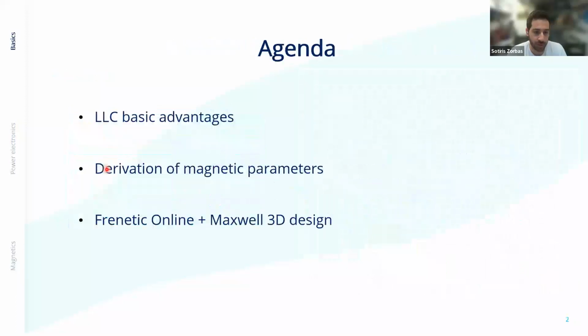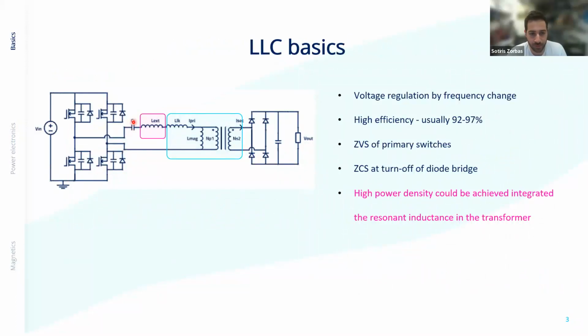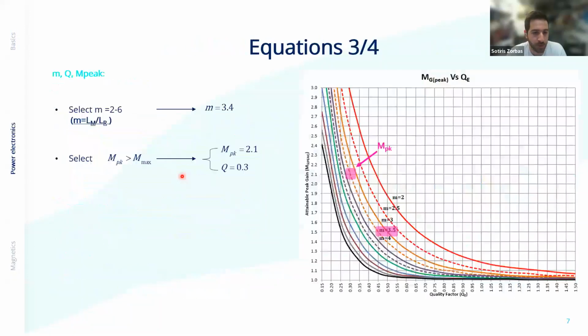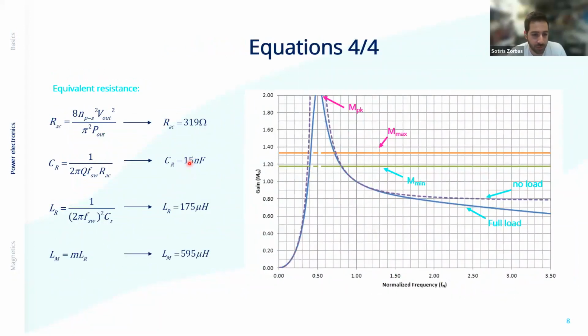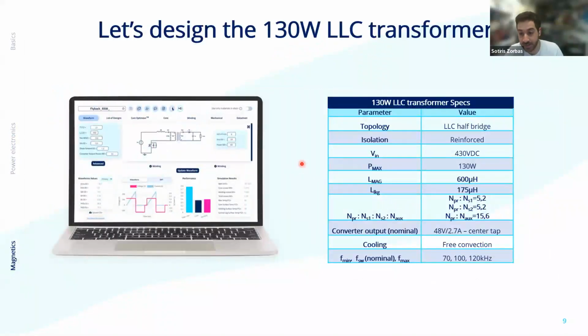This is the capacitor that we need to calculate, and the leakage inductance, and the magnetizing inductance, of course. That's the goal. So going back here, the resonant capacitor that we need is 50 nanofarads. The leakage inductance that we need is 175 microhenries. And given the M factor that we set before at around 3.4, we can find that the magnetizing inductance that we want is around 600 microhenries. Now we're ready to do the design.